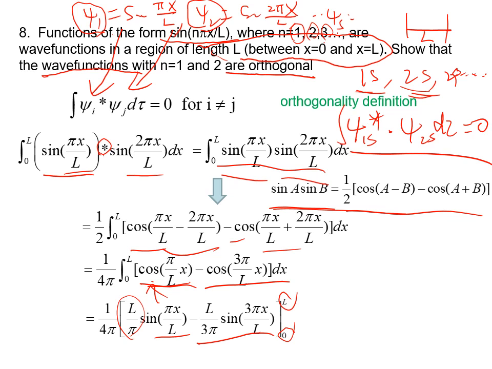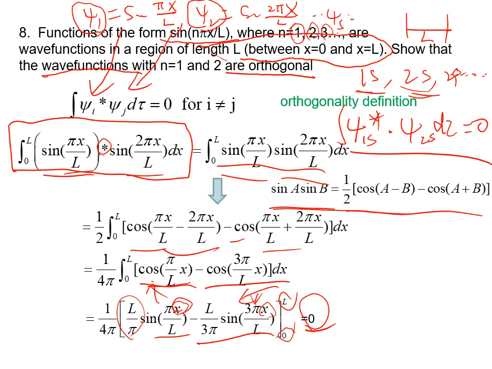So all we need to do now is plug in L to replace x by L, and then subtract the function when x is 0. So you should be able to prove that this is 0. Please try it yourself and see if this is 0. If this is 0, that means this product integration is 0. In quantum mechanics, that means these two functions are orthogonal.